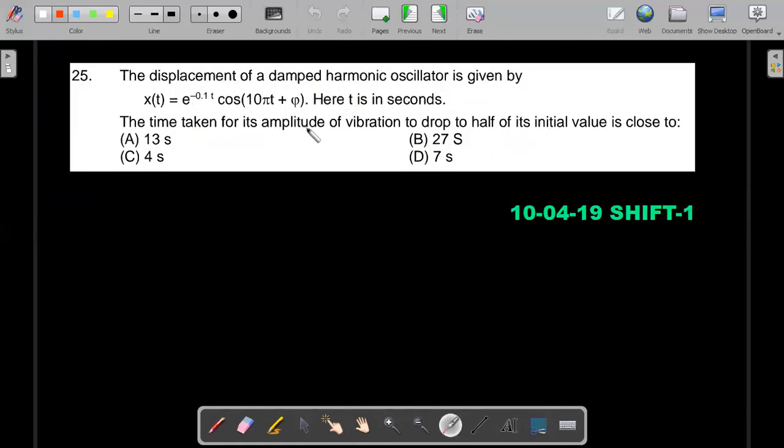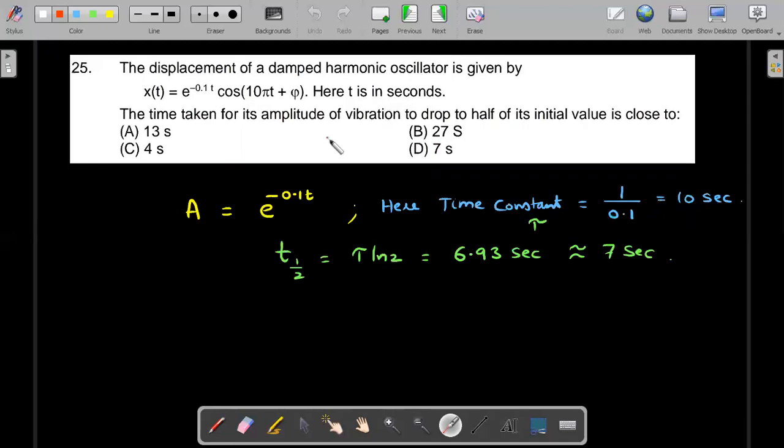This is on damped oscillators from your 11th class NCERT textbook. The displacement of a damped harmonic oscillator is given by, you could see damped oscillators always have an exponentially decaying amplitude. Capital A itself is a function of time into cos of this phase function, where t is in seconds. The time taken for its amplitude of vibration to drop to half of its initial value is close to? This is by far the easiest question on damped oscillators. If you want to have a try, pause, move on. Let's go ahead. The question is very simple. There's nothing about damped oscillators that he could have asked about phi or something. This is very simple. He said amplitude is given.